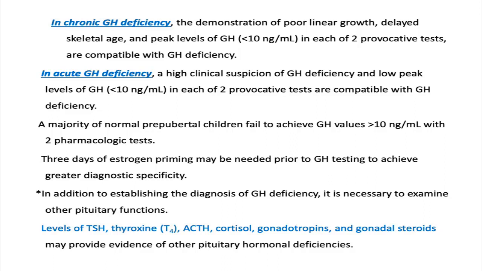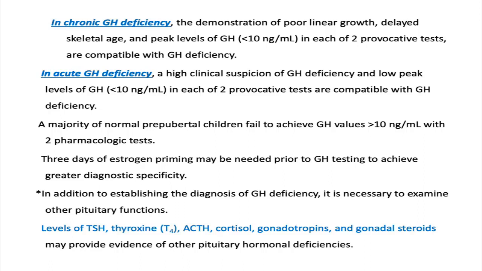In acute growth hormone deficiency, a high clinical suspicion of growth hormone deficiency and low peak levels of growth hormone in each of 2 provocative tests are compatible with the diagnosis. We don't need delayed bone age here because it is of acute onset.